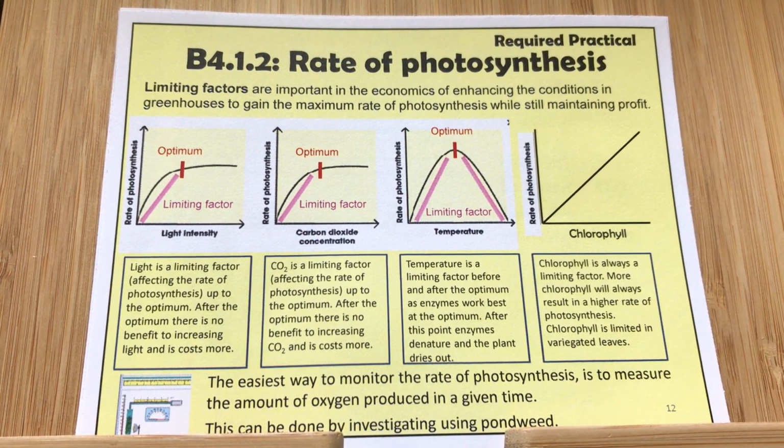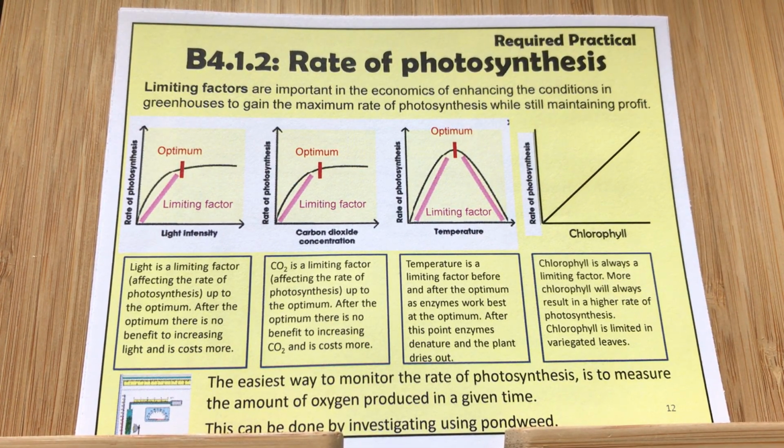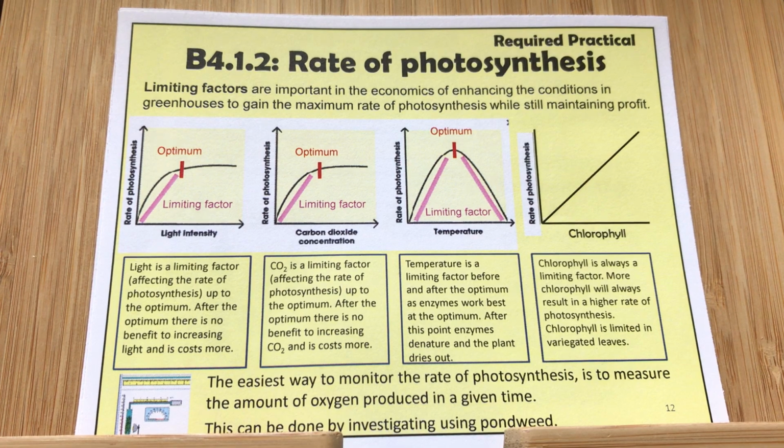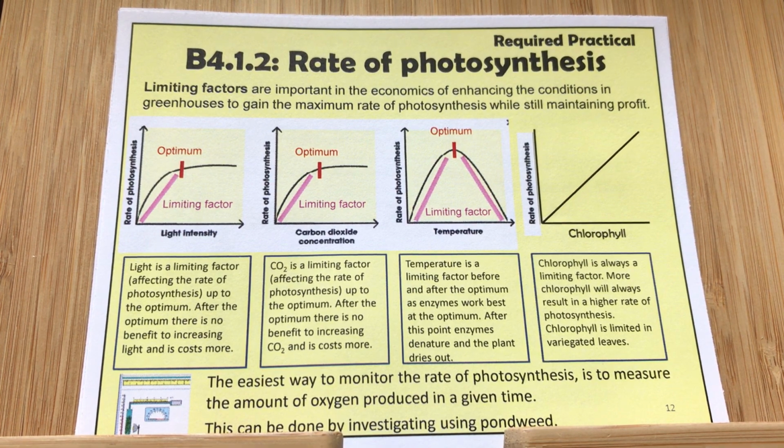If we increase the carbon dioxide, and we could do this for the pondweed as well, you can add carbonates in that increase the carbon dioxide in the water. We could do that on the program. Again, once we've reached the optimum condition, something else has become a limiting factor. And there's no point pumping in any more carbon dioxide because it will make no more difference, but it still costs money. Temperature. Okay, this is again linked to enzymes.